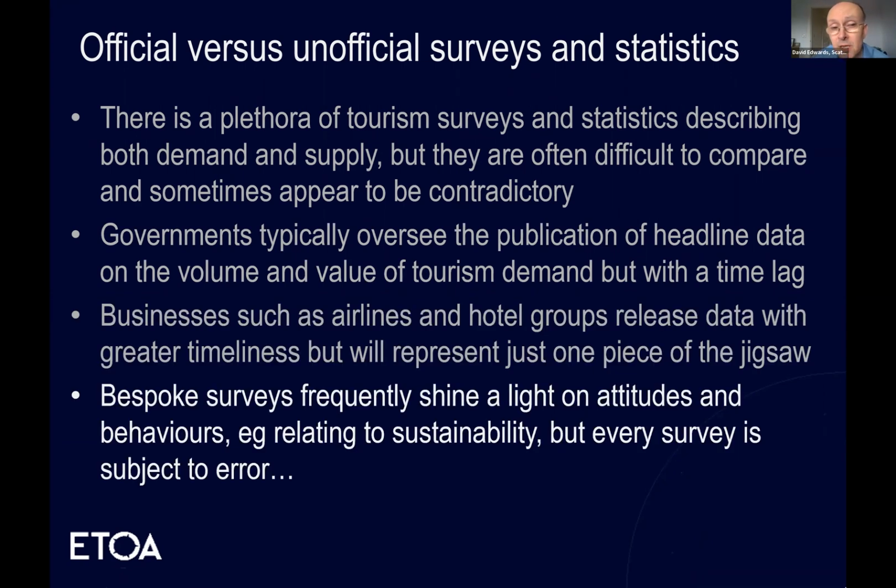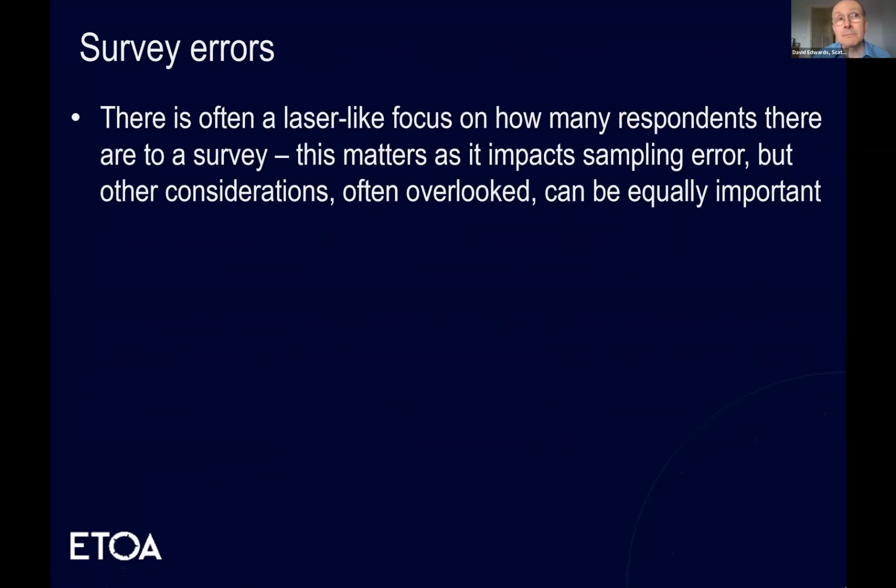Then there are bespoke surveys that frequently shine a light on attitudes and behaviours, for example, those relating to sustainability. But every survey is subject to a range of sorts of errors. What are those survey errors that we might need to be mindful of? Well, there is often a laser-like focus on how many respondents there are in a survey. This matters as it impacts what is called sampling error, but other considerations, often overlooked, can be equally important.